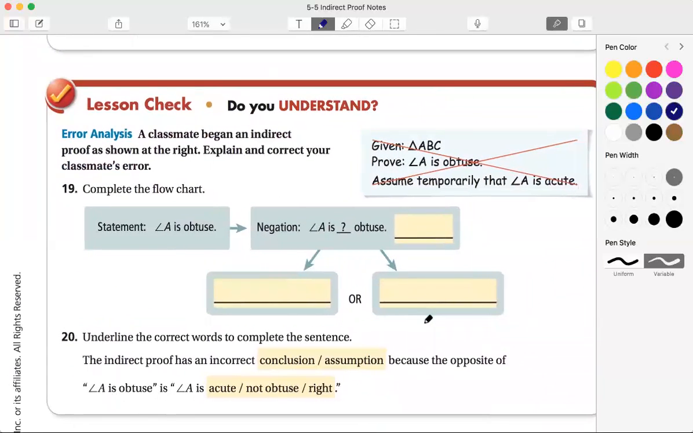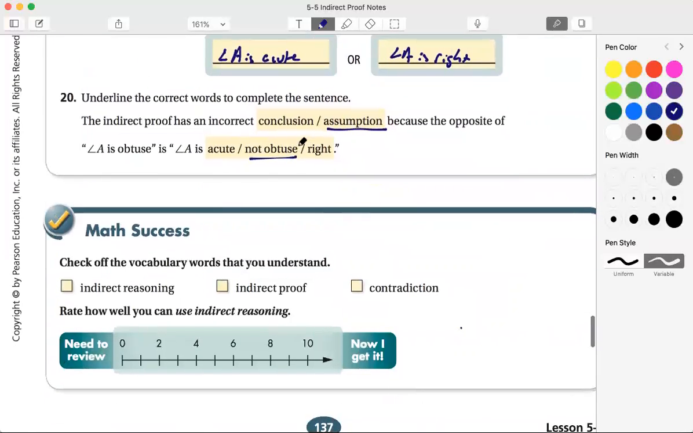Okay, all right, so what did my classmate do wrong? Assume temporarily angle A is acute when I wanted to prove angle A was obtuse. So why is that wrong? What's the negation of being obtuse? Angle A is not obtuse. What does that mean? It means angle A is acute, or it could mean angle A is right. So the indirect proof has an incorrect assumption, because the opposite of angle A is obtuse is that it's not obtuse. And that's the end of this section.